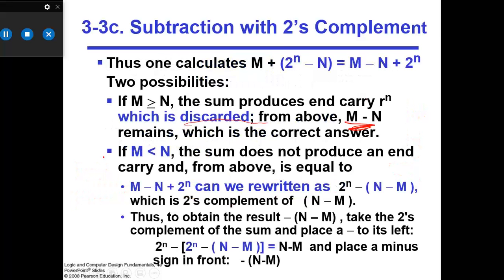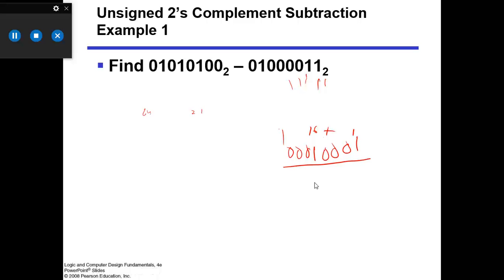Okay. If m is greater than n, the sum produces an end carry 2^n, which is discarded from the above m minus n, and what remains is the correct result. If m is less than n, we write it as m plus (2^n minus n), and we obtain the result. So let's see an example through which we can understand it better.